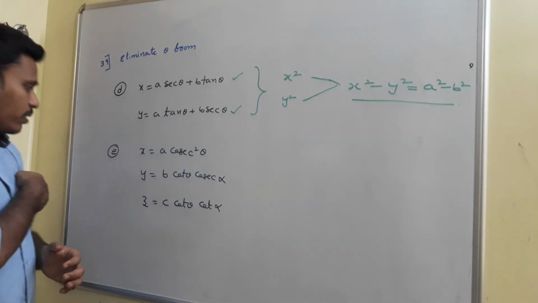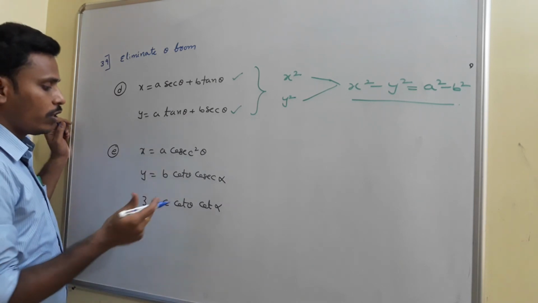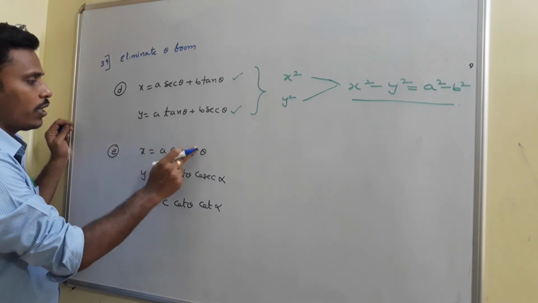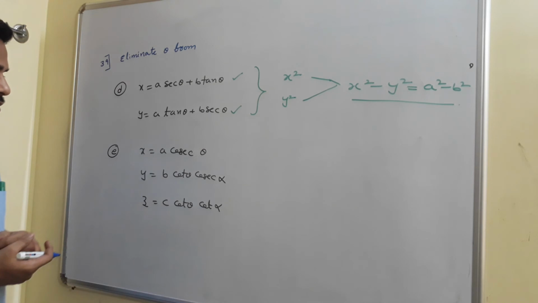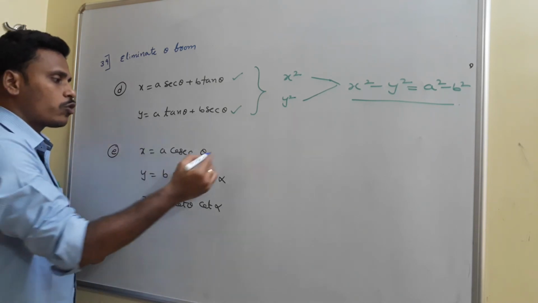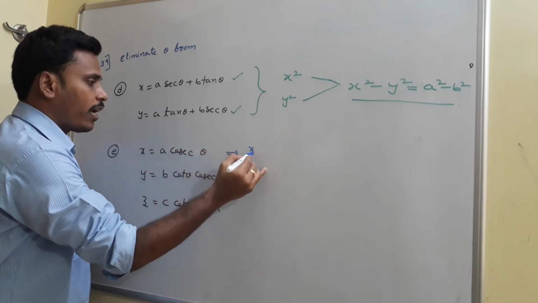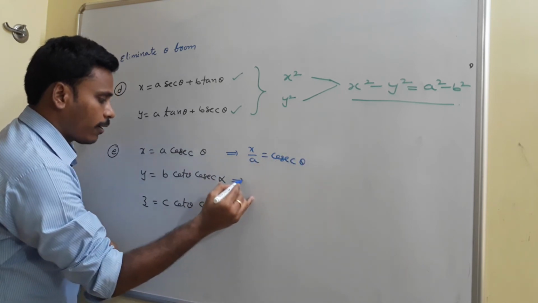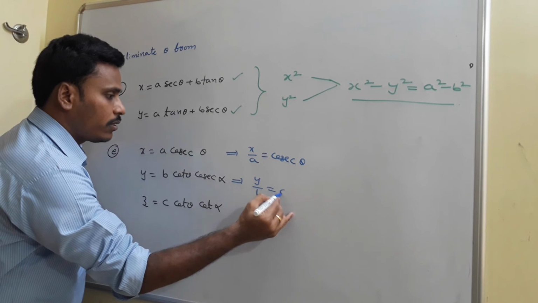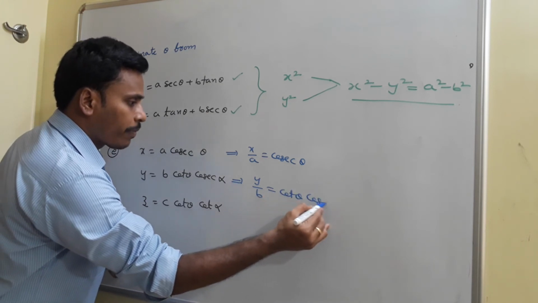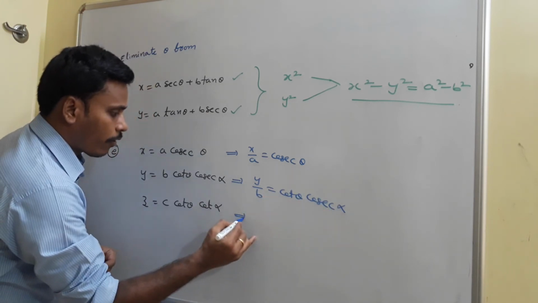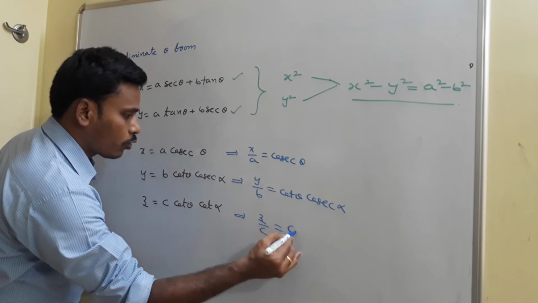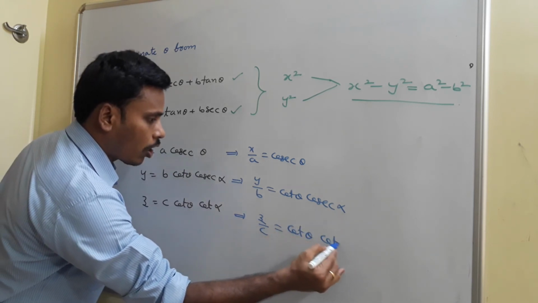And now, look at this E bit. So here also I just give you the hint, okay? x is equal to a cosecant theta. Actually, it's not cosecant square, just a mistake, right? Just look there. x is equal to a cosecant theta. And from there again, x by a is equal to cosec theta. And here y by b is equal to cot theta cosecant alpha. And from there z by c is equal to cot theta cot alpha.